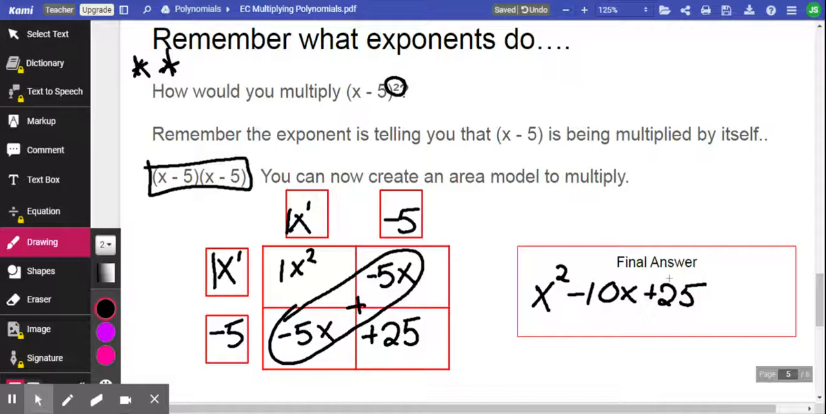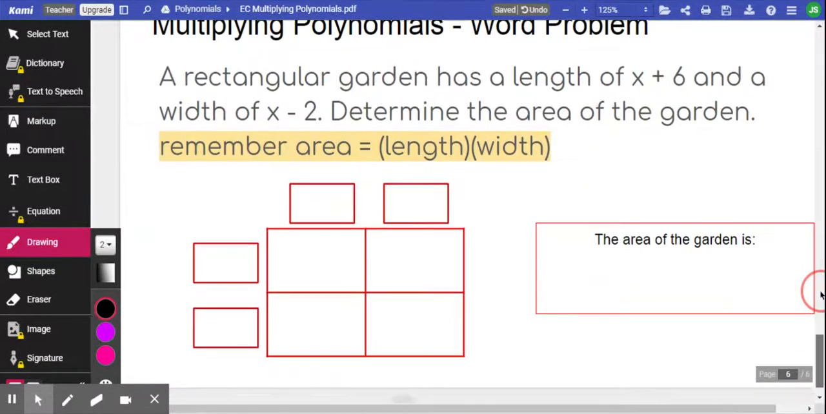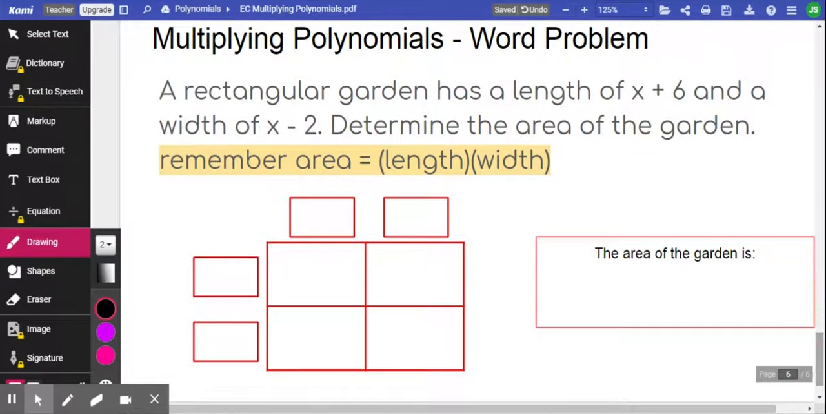Last but not least, guys, I just want to make sure that we can see a word problem and that they're really not too bad for these, just so that way you see it. In this word problem, we have a rectangular garden, which they really like gardening in these types of problems. A rectangular garden has a length of x plus 6 and a width of x minus 2. Determine the area of the garden. If in case you forgot, when we're talking about area, we're talking about the length times the width.